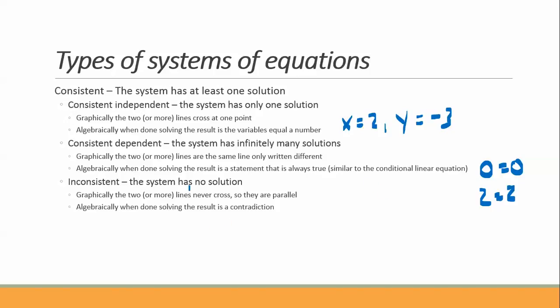If you have an inconsistent system of equations, that means there's no solution. Graphically, that means two or more lines never cross, so that means that they're parallel. Algebraically, when you're done solving, you get a contradiction, so 0 equals 2 or -4 equals 7. Those are all contradictions.